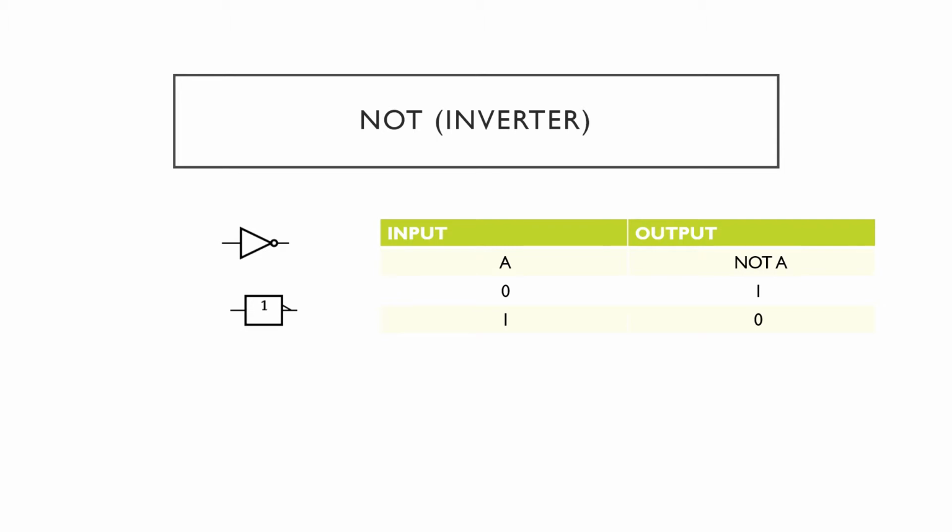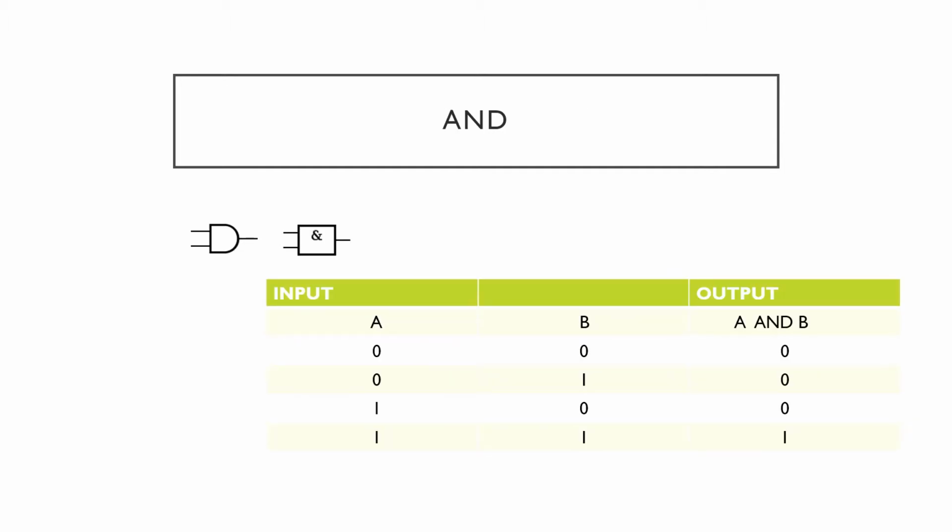First one, NOT, or inverter. As you can see, it just inverts. If 0 comes in, 1 comes out. If 1 goes in, 0 comes out. You can draw it in 2 different ways, so you know. Now AND: for the AND output to be 1, all inputs have to be 1.